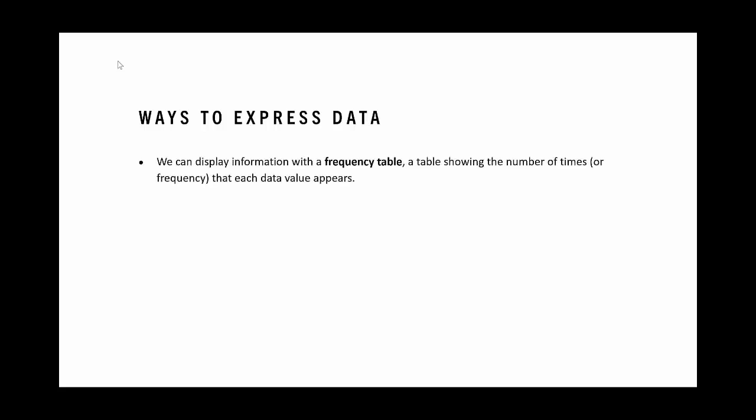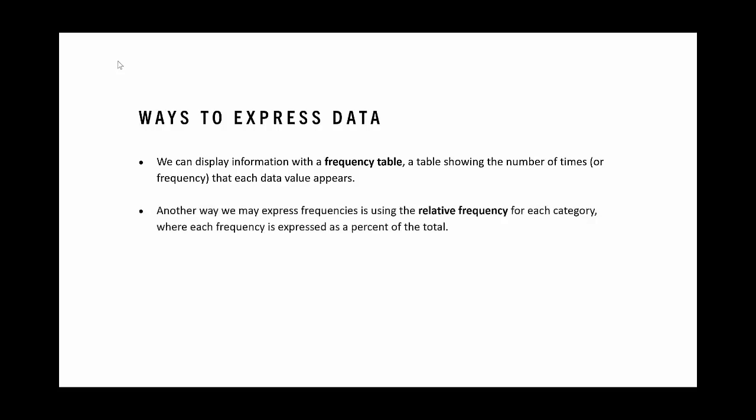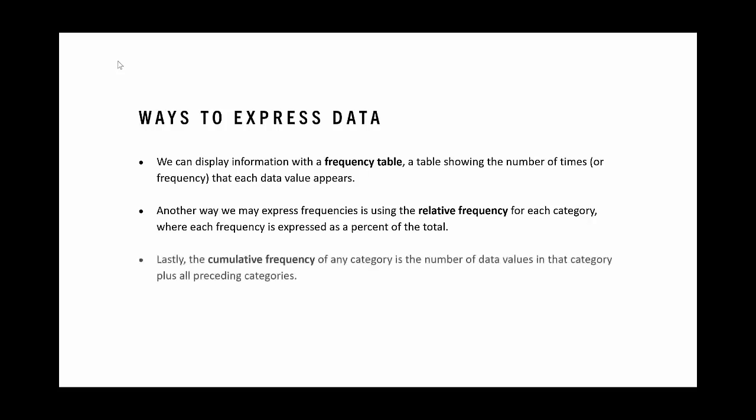There are a few ways that we can express data. We can display information with a frequency table. That's a table showing the number of times, or frequency, that a data value appears. Another way we may express frequencies is using the relative frequency for each category. That's where each frequency is expressed as a percent over the total. So to express something as a percent, we would do the number in that category divided by the total, and then to convert to a percent, we would multiply by 100.